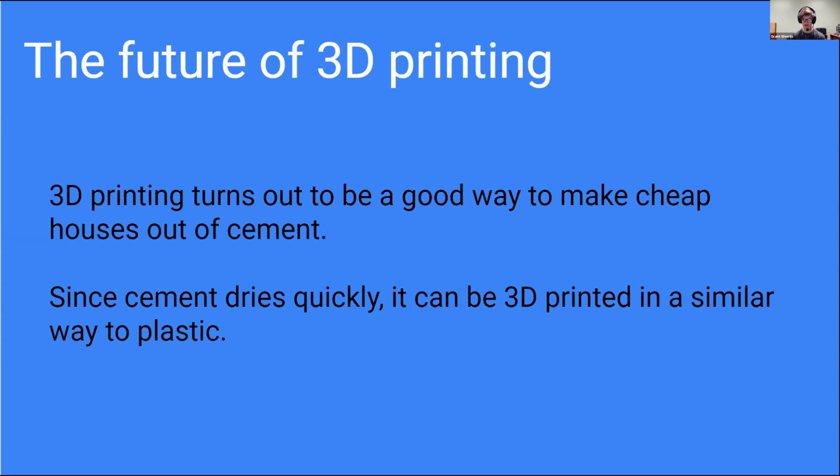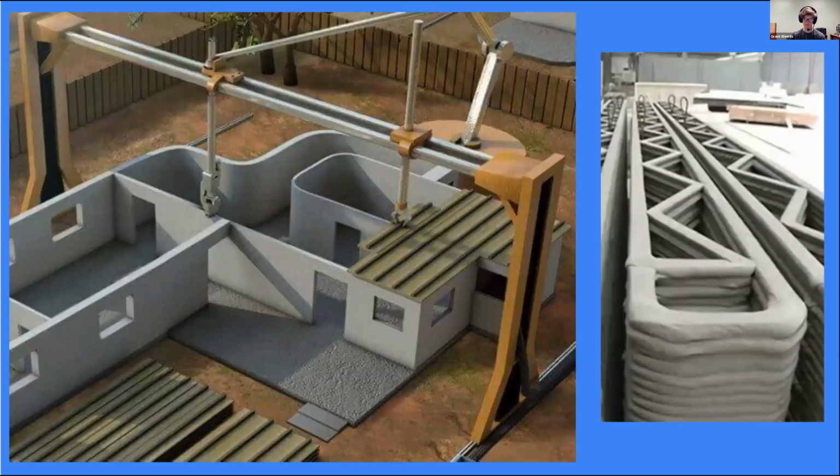Since cement dries like plastic and has a liquid state like melted plastic, it can be printed like plastic. This process involves a 3D printer that is as big as a house. On the left you can see what something like this would look like, and on the right you can see some walls that were 3D printed for a house out of cement.